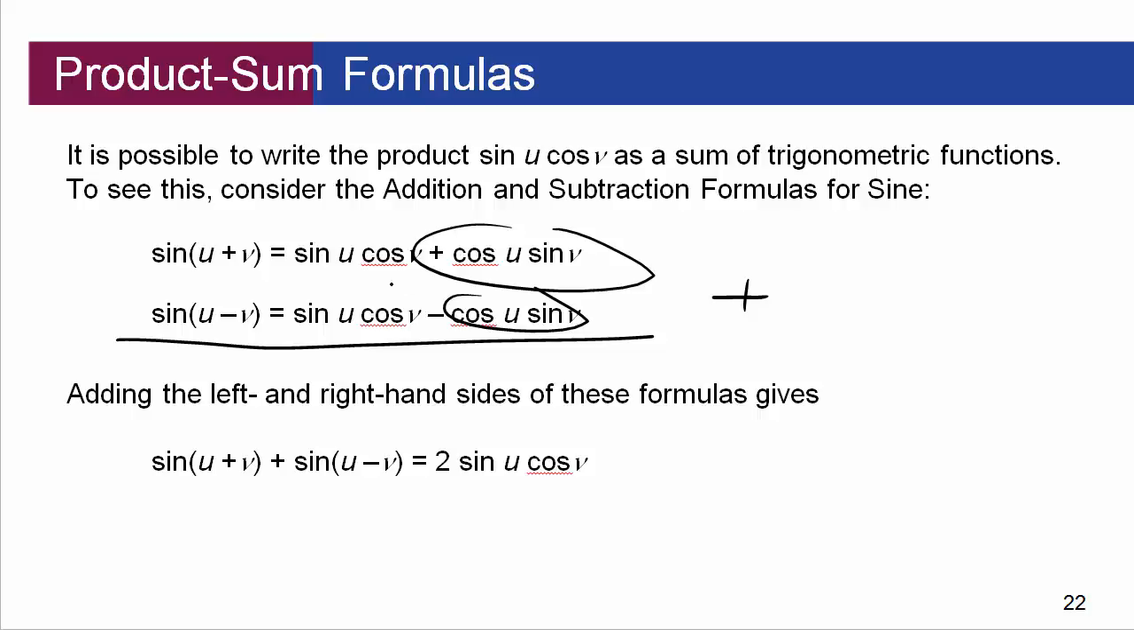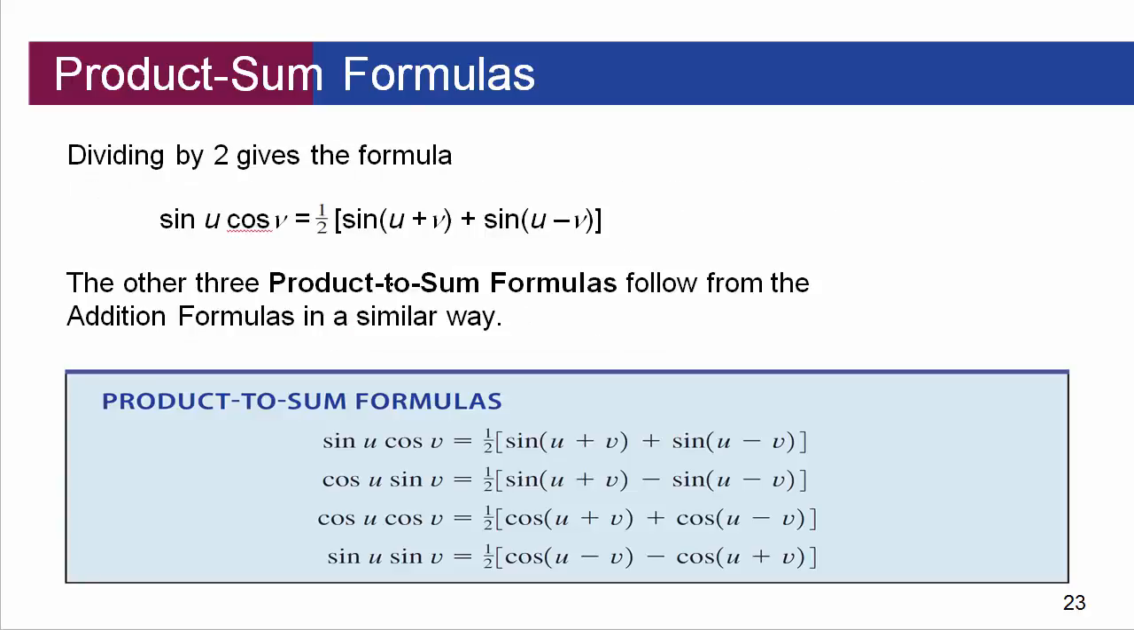Now, if we wanted to solve for sine u cosine v, all we have to do is divide both sides by 2, i.e. multiply by a half, and there we have it, the product to sum formula. So if you're given the product of sine of u times cosine of v, and you want to turn it into a sum of things, then you can turn it into 1/2 sine of u plus v plus sine of u minus v. Wow, that makes my life so much easier, right?